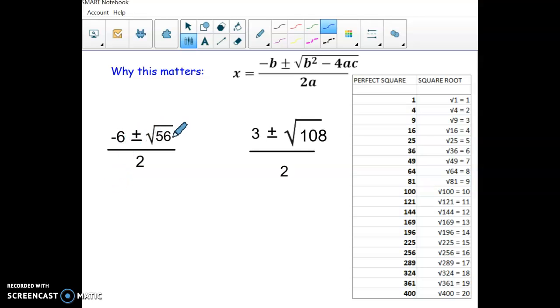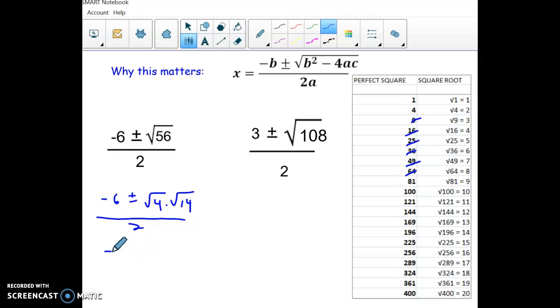For this one on the left, I'm going to keep the -6 part for now, and then take the 56 and split it into 2, one of which is from my perfect square list. So for 56, 64 is too big, 49 doesn't evenly divide it, 36 doesn't, 25 doesn't, 16 doesn't. 9, it's not divisible by 9, but I think 4 will work. 4 times 14 is 56. So take 56 divided by 4 and you get 14.